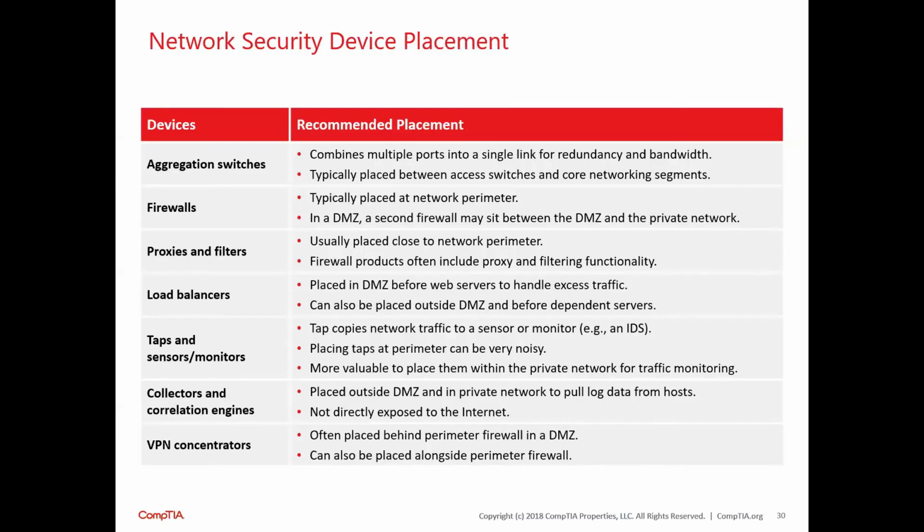And for network security device placement, you can have aggregation switches, firewalls, proxies, filters, load balancers, taps, collectors, and correlation engines, as well as concentrators. So please do some reading on the recommended placement. For example, where should you place the proxies and filters? Usually close to the network perimeter. And then we have the load balancer placed in the DMZ before the web server to handle access traffic, as well as other types of devices.